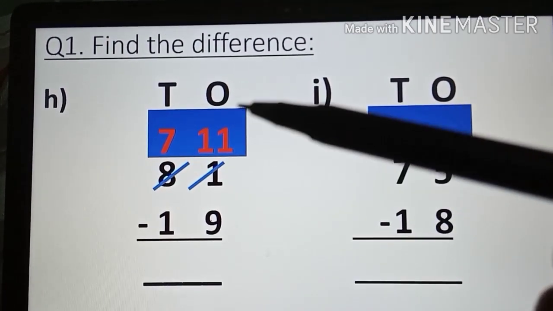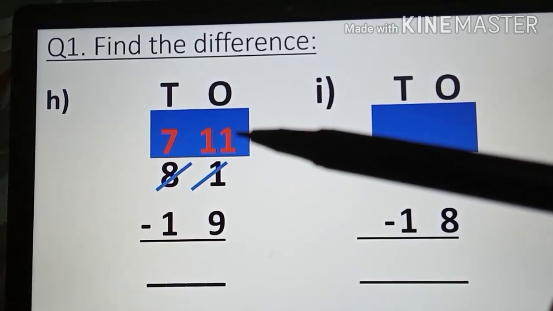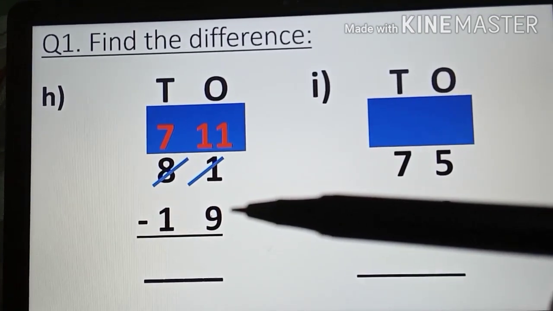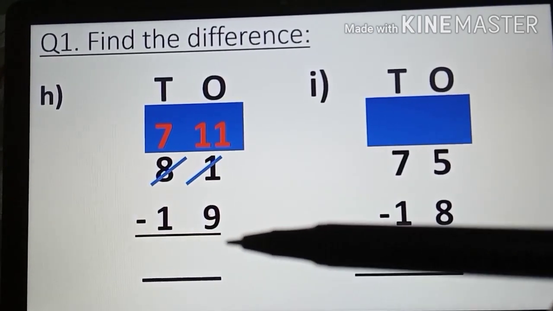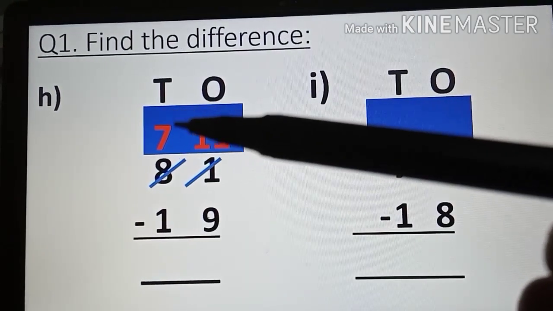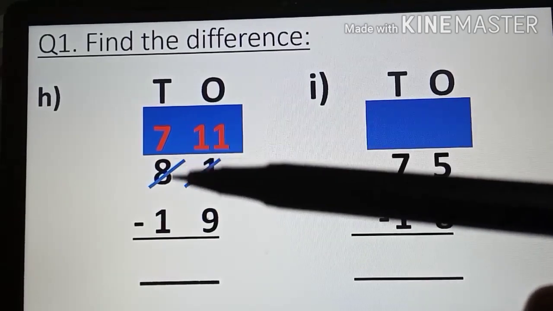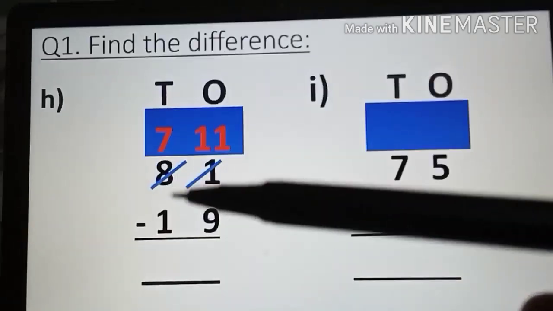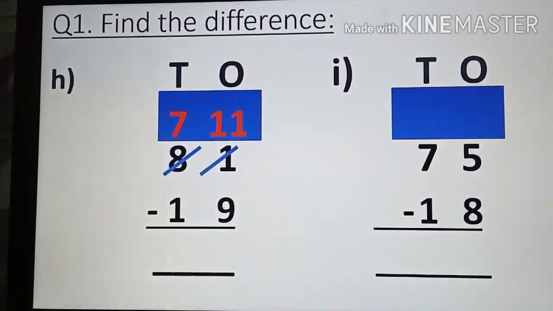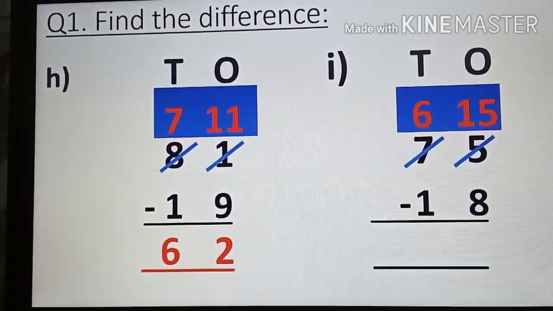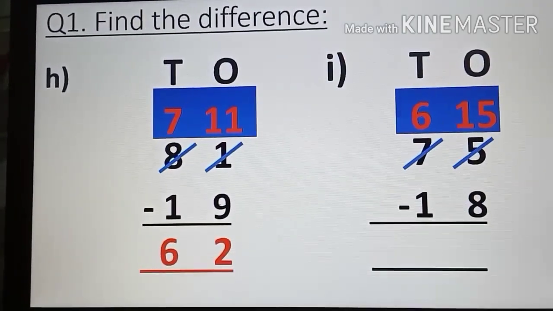Now we have to subtract under the ones column this 11 ones minus 9 ones. So what we will get? Yes, 2. So write here 2. Under the tens column we have to subtract 7 tens minus 1 ten. So what we will get? 6. Write here 6. So our answer is 62. So the difference is 62.